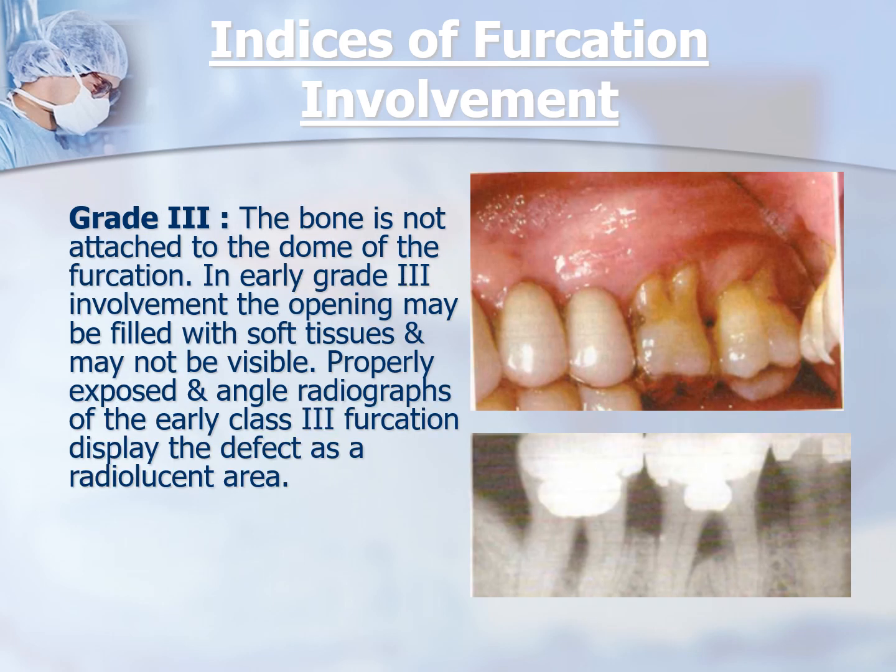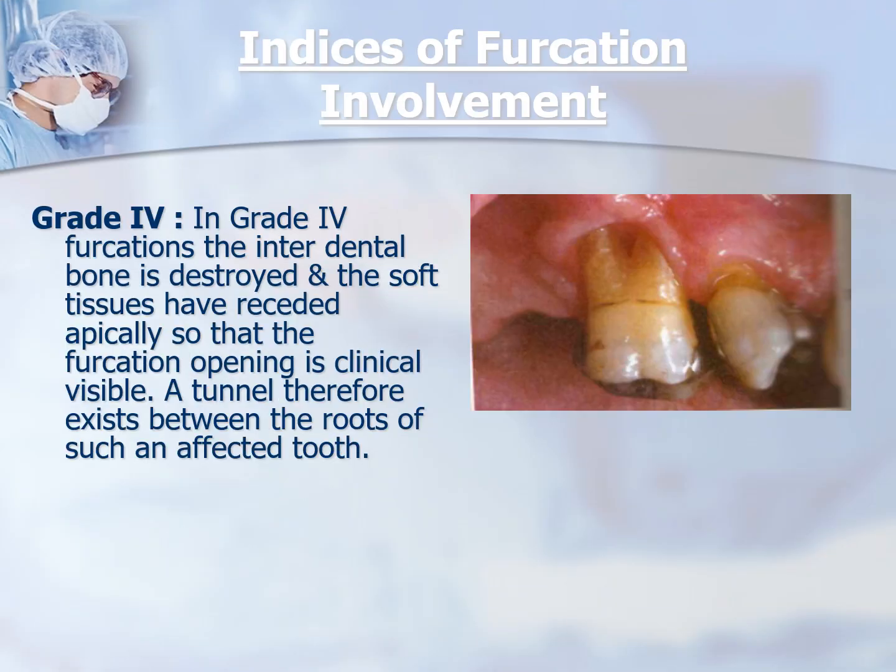Now coming to grade 3, the bone is not attached to the dome, that is the roof of the furca, and there is some amount of bone loss that has taken place. The probe will enter into the furcation area. However, the furcation area remains obliterated by attachment of the soft tissue, and this appears as a triangular radiolucent area in the radiographs.